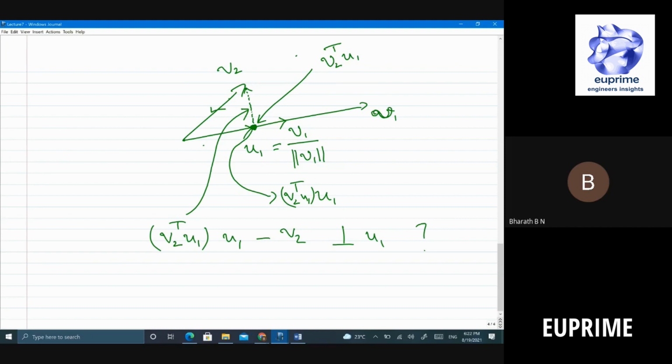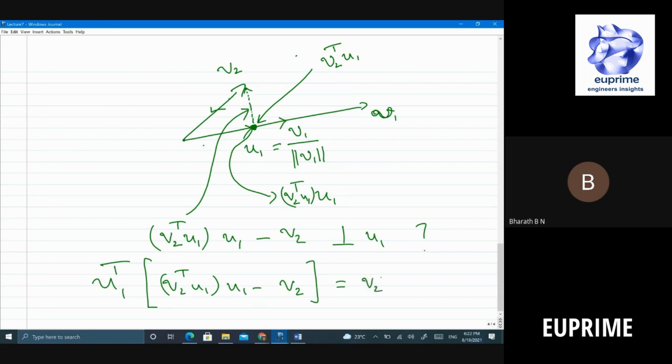Yeah, so this is u1, along the direction of u1. Now I have to see whether u1 transpose times (u1 minus v2) is orthogonal or not, right? So what do we get now? u1 transpose u1 is what?